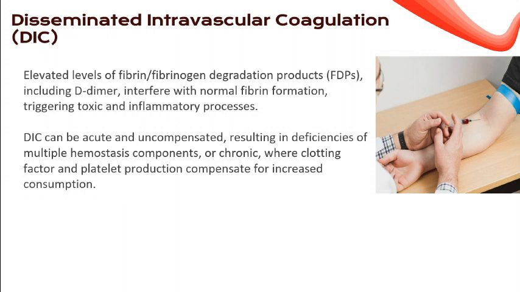DIC can be acute and uncompensated, resulting in deficiencies of multiple hemostasis components. On the flip side, there's chronic DIC, where the body tries to compensate by producing more clotting factors and platelets to counter the increased consumption.